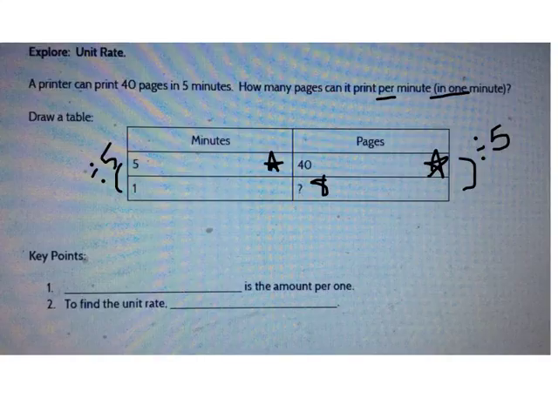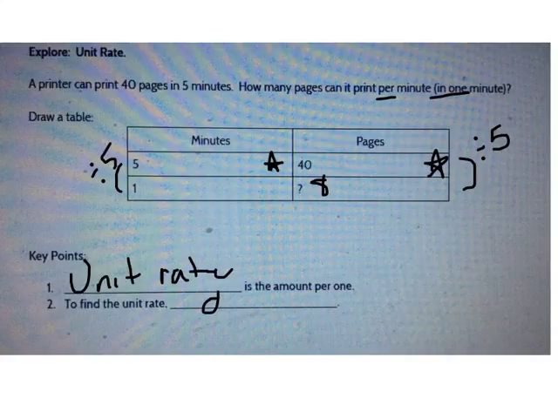Let's talk about our key points for today. The unit rate is the amount per one. To find the unit rate, we divide. We're going to do 5 examples before you move to IXL.